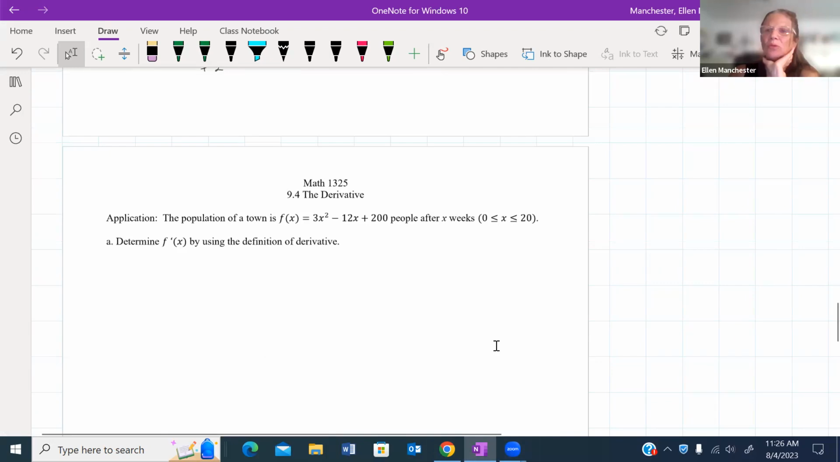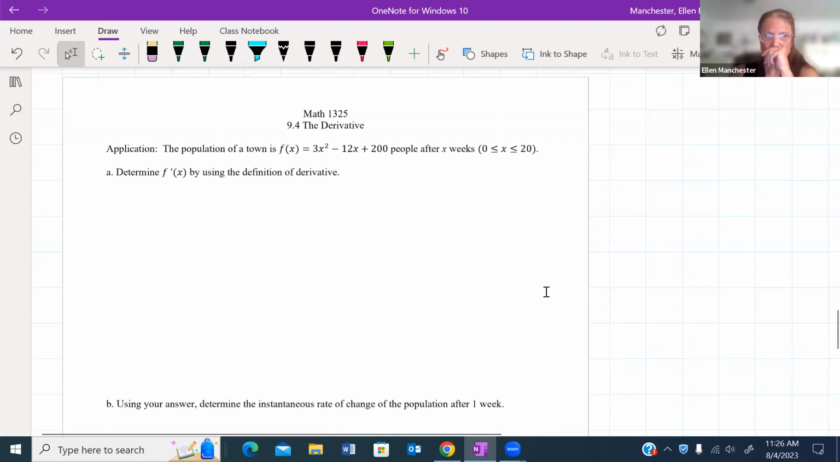Now what we're going to do is use an application. We're going to do exactly what we just did using the definition of the derivative in an application. So the population of a town, there's our population function. X represents the number of weeks. Always notice what your variables represent. So f of x is your y value, that's your population. X is the number of weeks. This right here is our domain. It shows that our number of weeks is between 0 weeks up to 20 weeks.